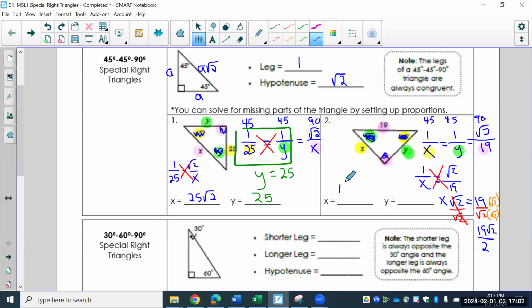So if that is x, you can see by the proportion, that's why this proportion method is so handy. You can see that x is equal to y, so you know that they're equal to each other.